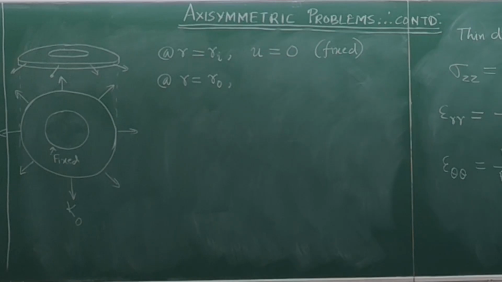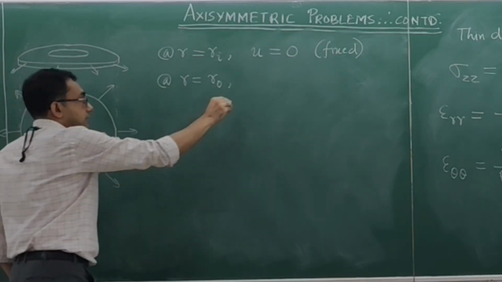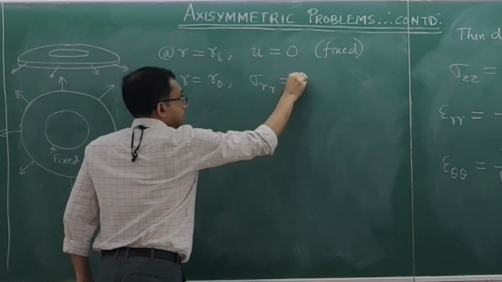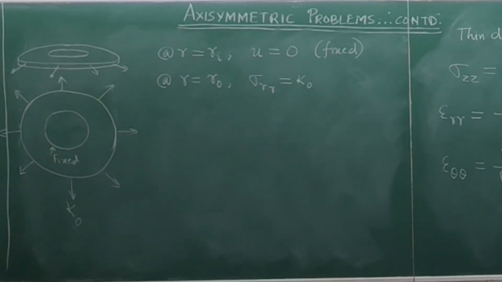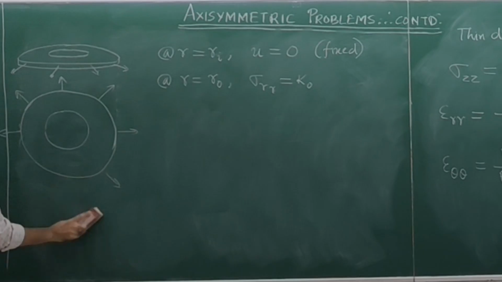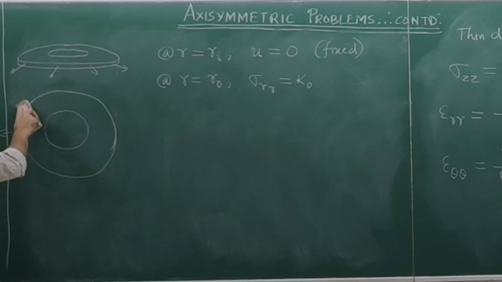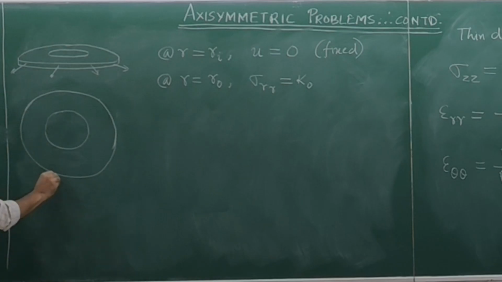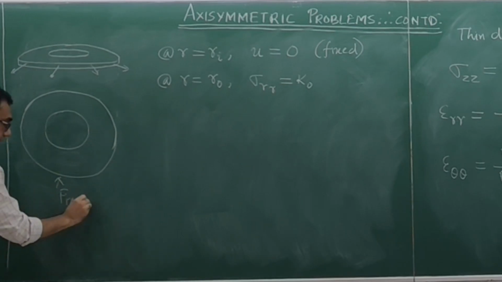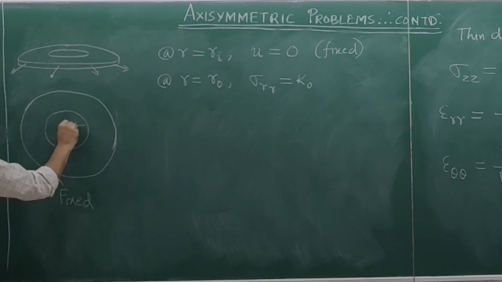At r is equal to Ri, it is still sigma rr is equal to Ko. So this is the thing. Opposite to this, we can have a situation where this fixed thing is no longer in the outer periphery. It is in the inner periphery. So suppose we say that this fixed thing is at the outer periphery. This is fixed. And maybe over here, there is this kind of a load, which is Ki.